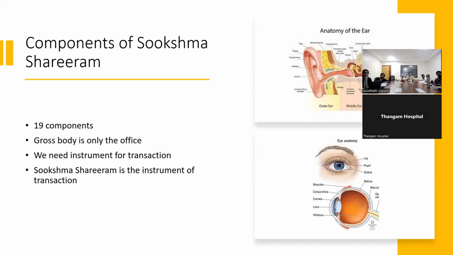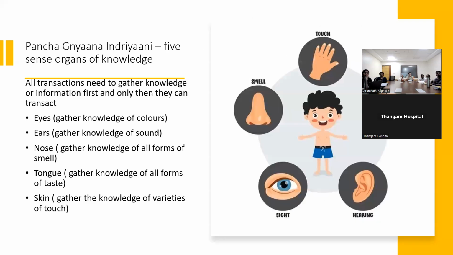That is, we need an instrument for transaction, and Sukshma Shariram is the instrument of transaction. When we go into it, you will understand. First, we will see the jnana indriyani, the 5 sense organs of knowledge. Like all transactions, we need to gather knowledge or information first. Only then can we transact. Without knowledge gain, there is no transaction. So these 5 organs are the main organs of the Sthula Shariram for us to gather knowledge and information.